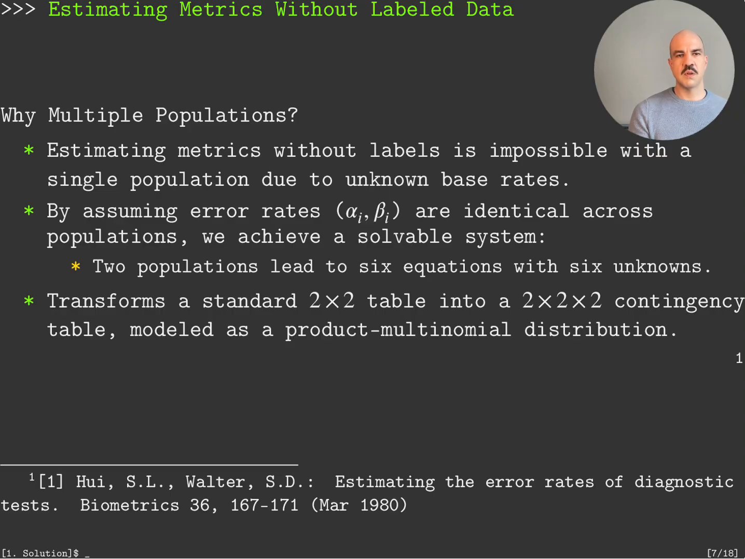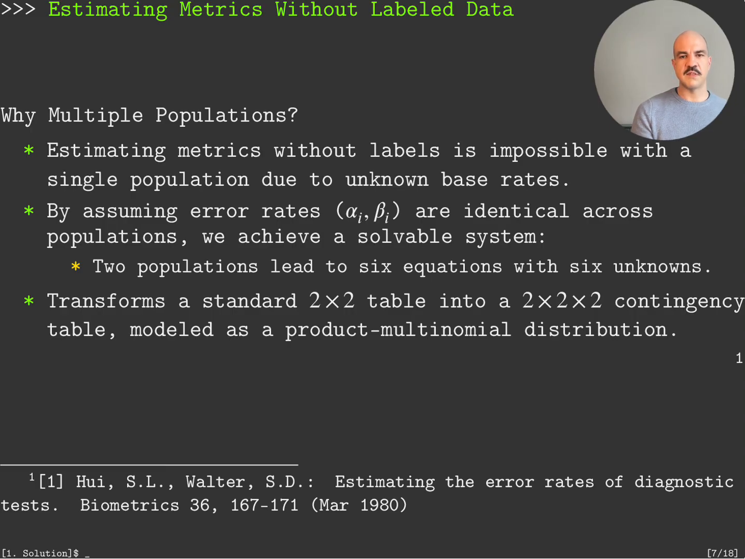So what we're doing is we're taking our data and splitting it into two populations. Either we have two populations naturally, like two data centers, and we're going to estimate the metrics of false positive rate and false negative rate in this situation where it's impossible to measure them.